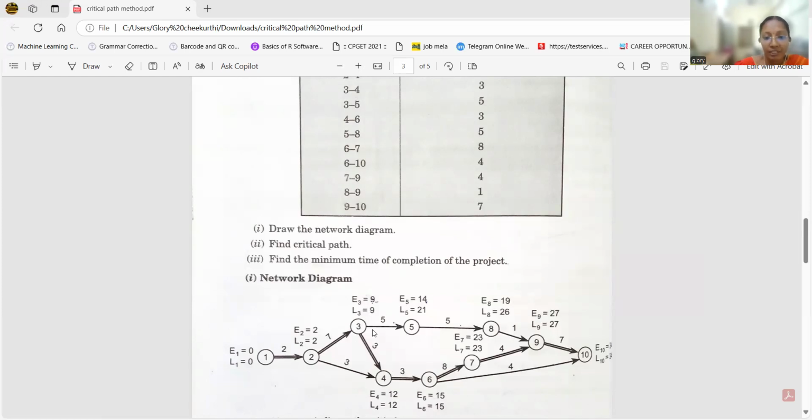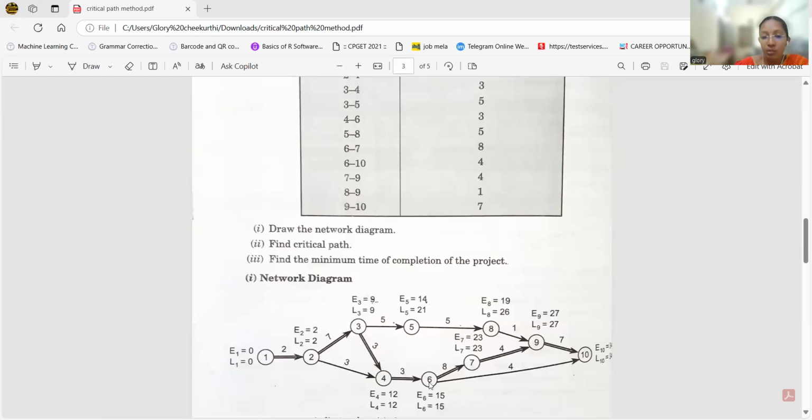Next, node 5. Node 5 is coming after completion of node 3. So we have to count all the time durations: 2 plus 7, 9, and 9 plus 5, 14. So E5 equals 14.